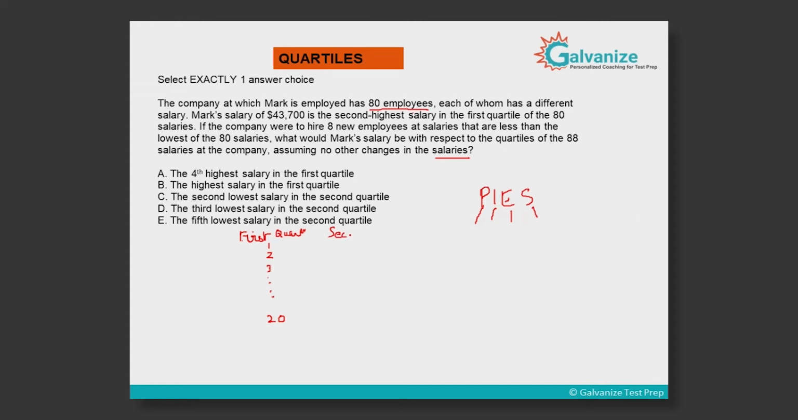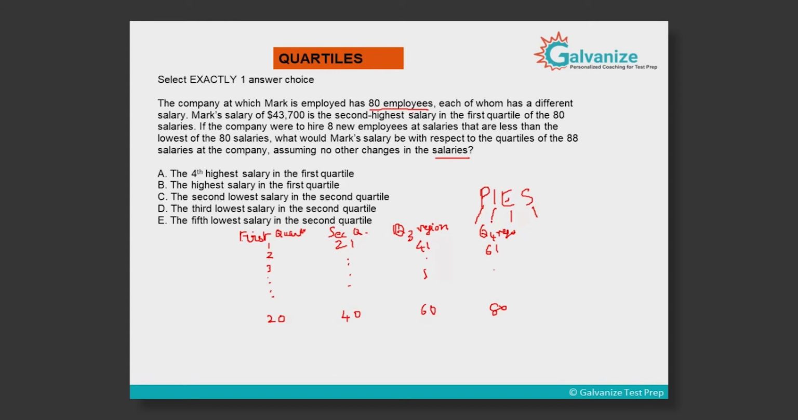Then the second quartile will have the salaries of the next 20 employees starting from 21 till 40. Then the third quartile, that is Q3 region. I'm not going to call it Q3. Q3 is a number. I'm going to call it a region here. 41 to 60, I'm sorry. Then Q4 region or the fourth quartile will have 61 to 80. So I've divided this data set into 4 equal parts. Now, since we are dealing with quartiles, without loss of generality, we assume that the data is sorted and we have divided it into 4 equal parts.